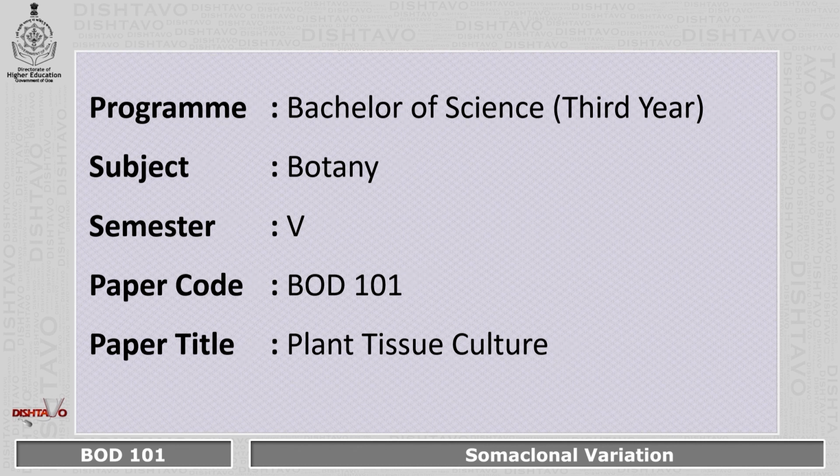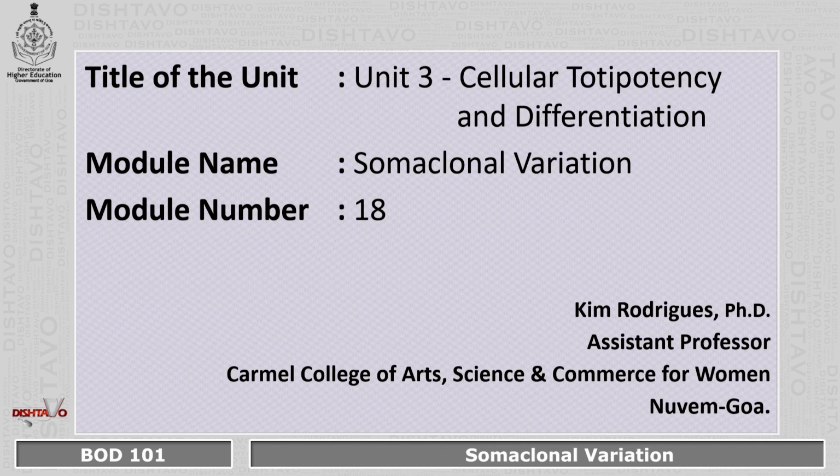Paper code BOD 101, paper title Plant Tissue Culture. Title of the unit: Unit 3, Cellular Totipotency and Differentiation. Module name: Somaclonal Variation. Module number 18.